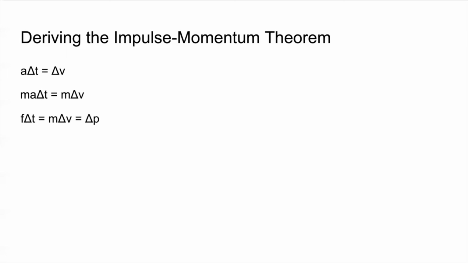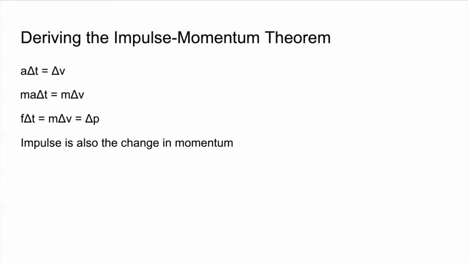And you know that F times delta t is the impulse. So what this theorem tells us is the impulse is also the change in momentum. And this is why the variable for impulse was delta p. This is a very useful theorem that can be used to explain numerous phenomena.